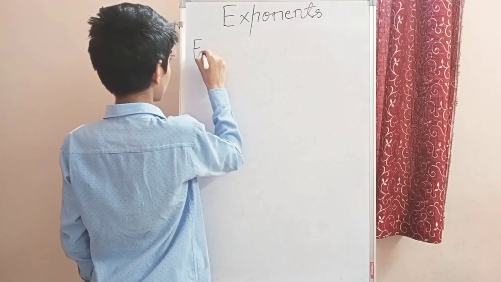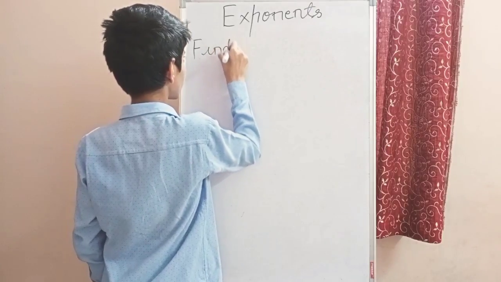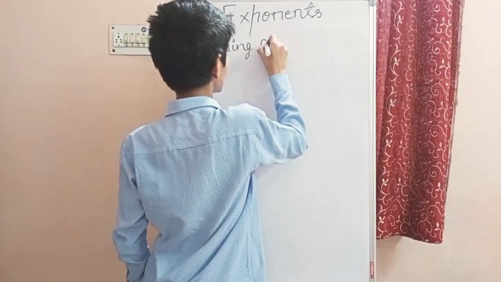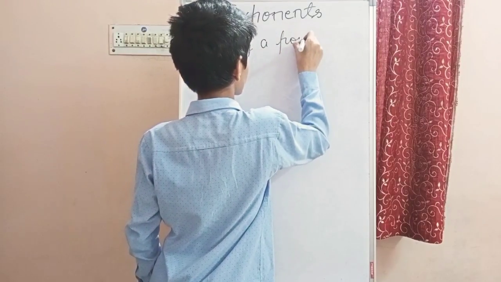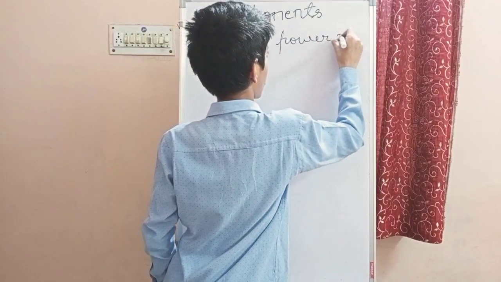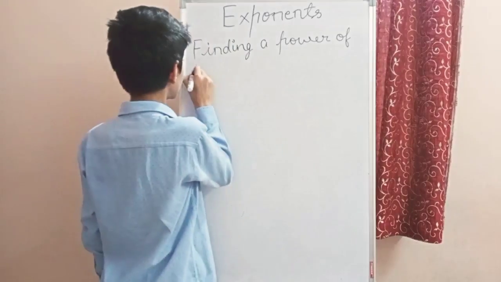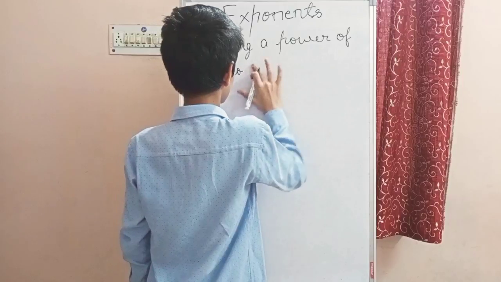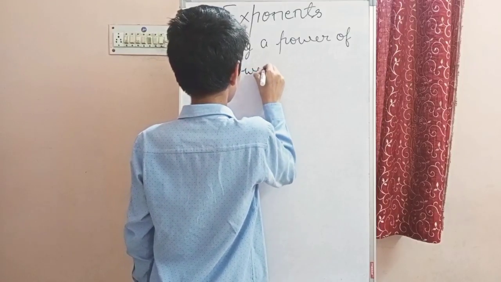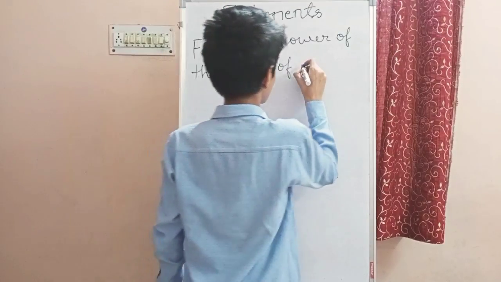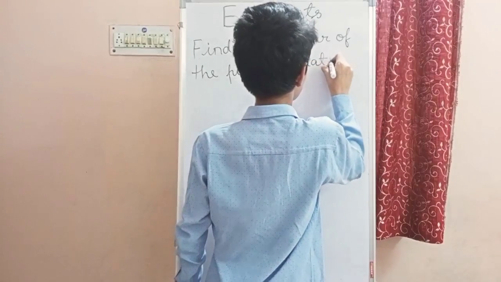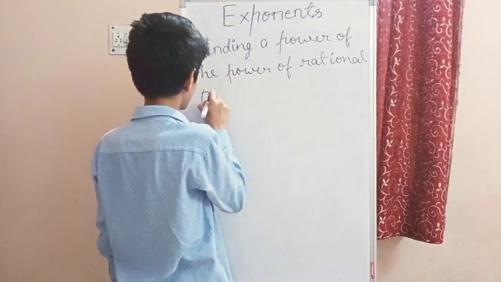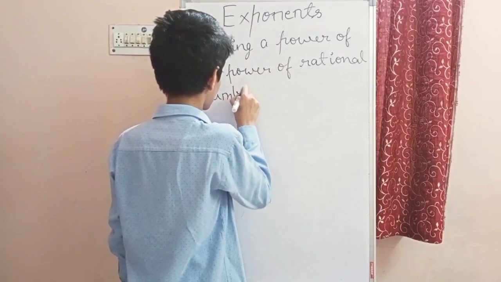So finding a power of the power of rational number. Okay, this is the second law.